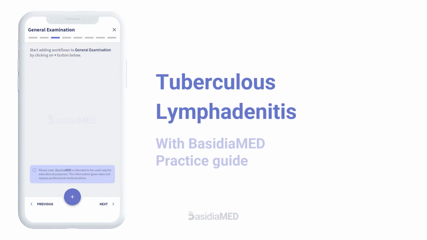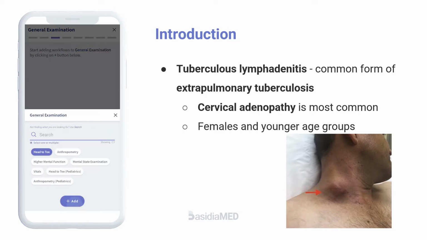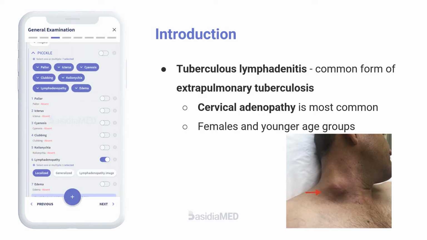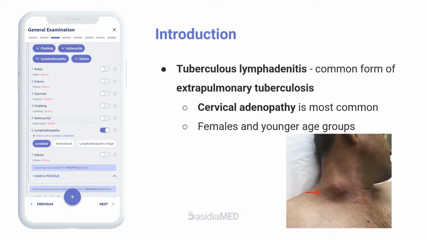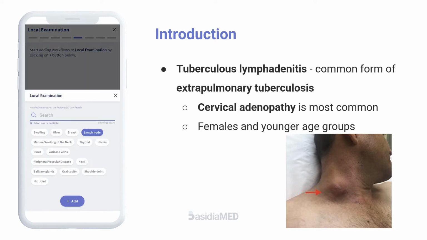Evaluating a case of tuberculous lymphadenitis. Tuberculous lymphadenitis is a common form of extrapulmonary tuberculosis. Cervical adenopathy is most common, but inguinal, axillary, mesenteric, mediastinal, and intramammary involvement may also be present. It is more frequent in females and in the younger age groups.